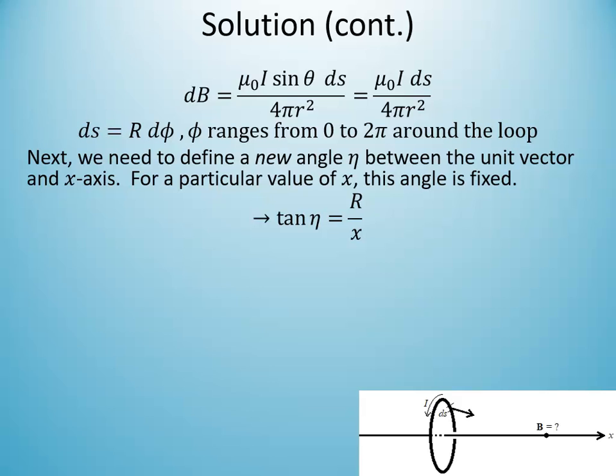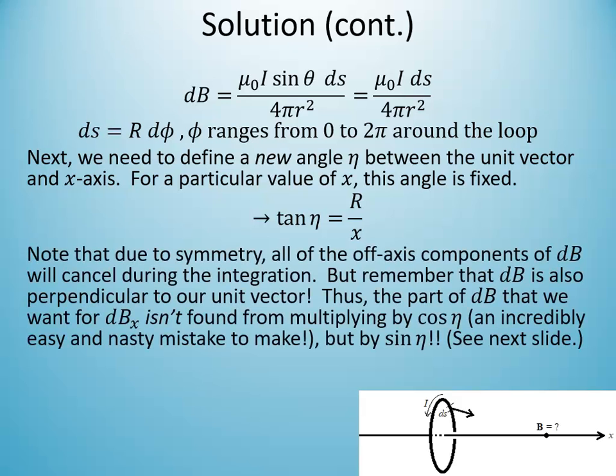Now, just to make things a little bit easier, I'm going to define a new angle that I'm going to call eta between the unit vector and the x-axis. So for any particular value of x, that angle is going to be the same. And luckily, there's only one value of x right here. So, the tangent of eta, since tangent is opposite over adjacent, the opposite of this angle, imagine a line going from our point to where we are. Eta would be this little angle right here between the axis and a line connecting the point where we're measuring the field with the current element. So opposite is big R, adjacent is x. So the tangent of eta is big R over x.